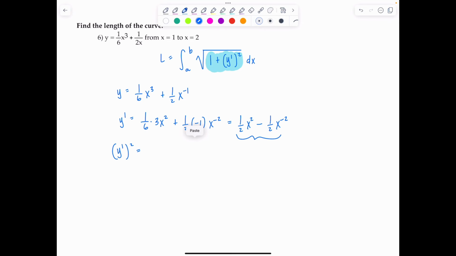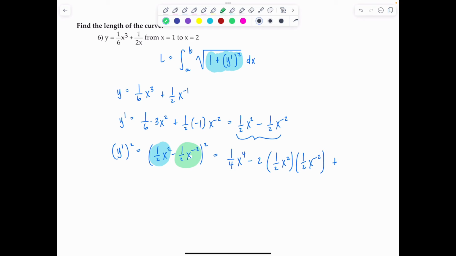So then, if you need to FOIL it and write it out twice and FOIL your little heart out, go for it. Otherwise, you should just know the pattern, right? When you square a binomial, you square the first term. So that would make it 1/4 x to the 4th minus 2 times first term times the second term plus, and then you square the last term, which would be 1/4 x to the negative 4th.